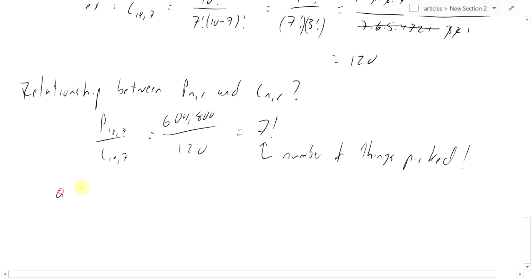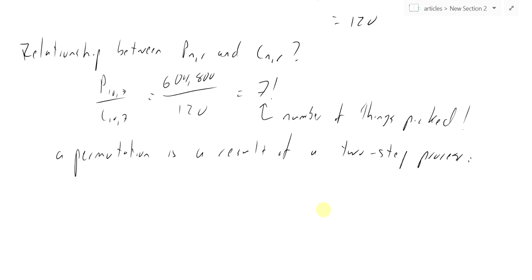A permutation is a result of a two-step process. Think about picking 7 M&Ms in a particular order. One way to do that is just pick them in a particular order: first the blue one, then the green one, etc. Or, step 1, just grab 7 of 10, not in order.